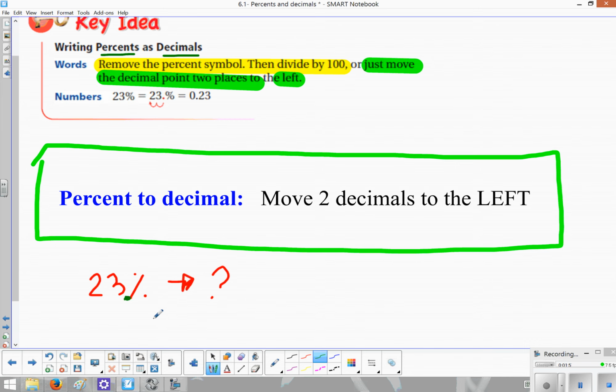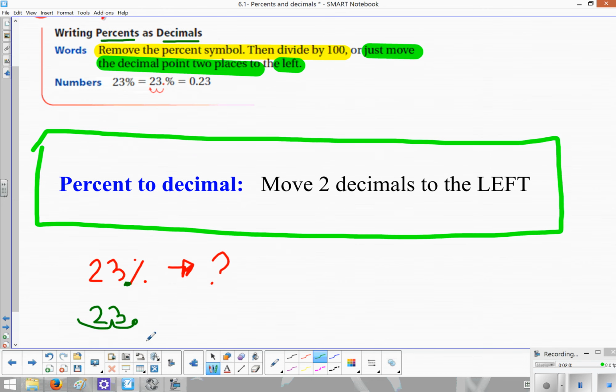If it's at the end, all you're going to do is move it two to the left. When you move it to the left, our new answer becomes 0.23. That's it. So if you get a percent, you remove the percent symbol, and the decimal is always at the end, and you move it two to the left.